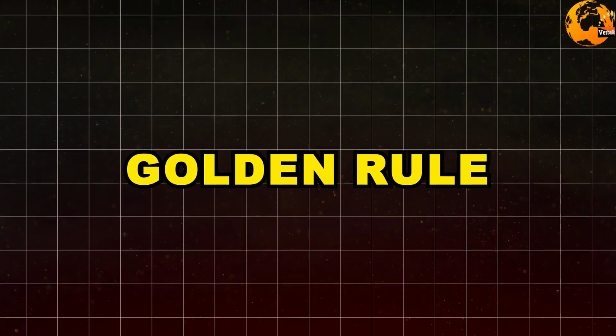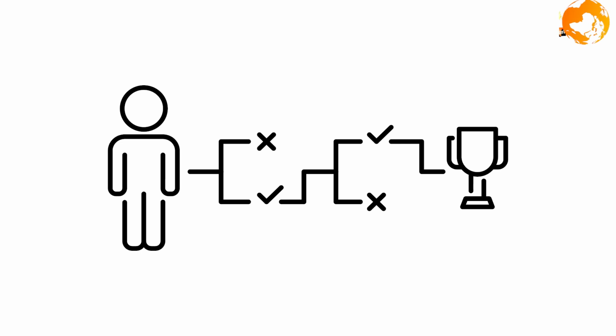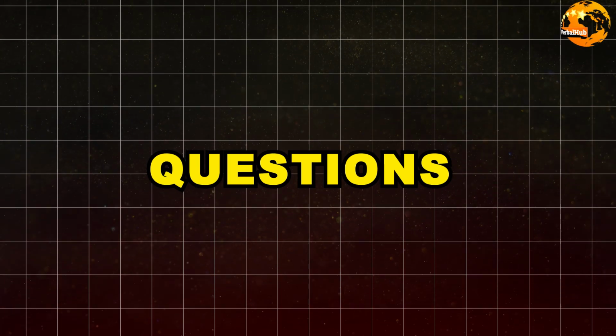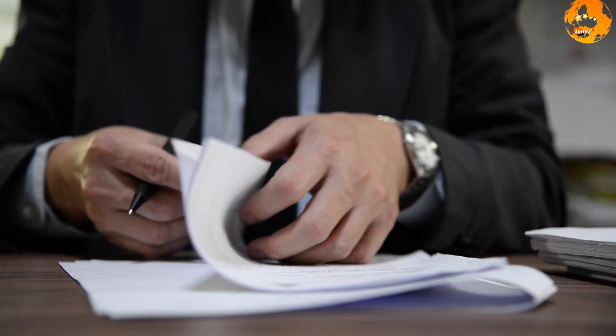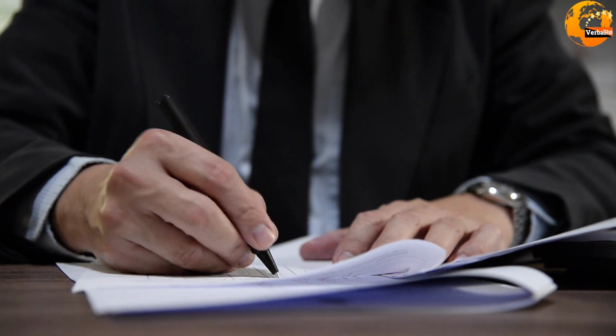Here's the golden rule: solve easy and medium questions first. In the first 2 to 3 minutes, scan the section and pick the questions you can solve quickly. Mark the tougher ones for later and revisit them only if you have time.